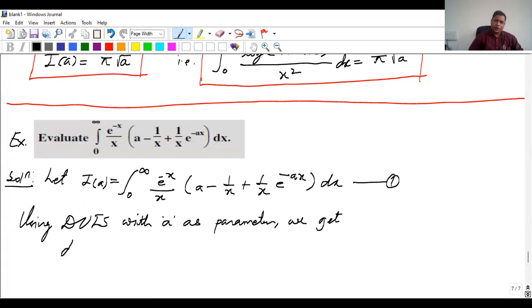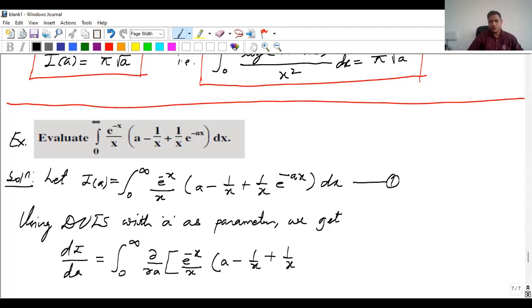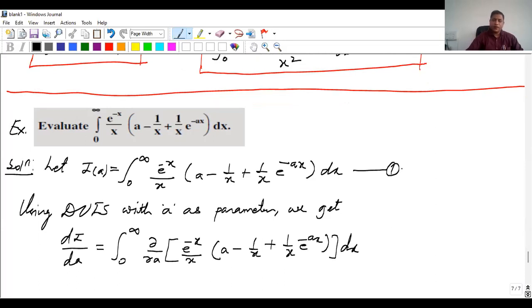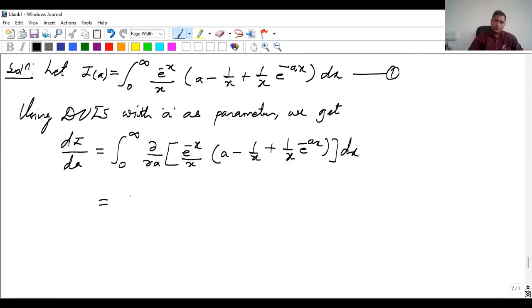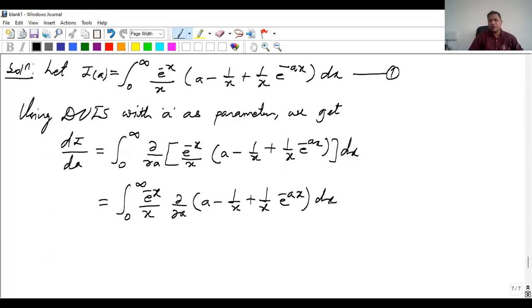we get dI by da is equal to the integral from 0 to infinity of partial derivative with respect to a, and we have here e raised to minus x by x, times a minus 1 by x plus 1 by x, times e raised to minus ax, dx. Are you getting this term? So we can have integral 0 to infinity. This term is free from a, so it remains as it is, or is treated as a constant as we are taking the partial derivative. Now we have the partial derivative with respect to a of a minus 1 by x plus 1 by x into e raised to minus ax, dx.